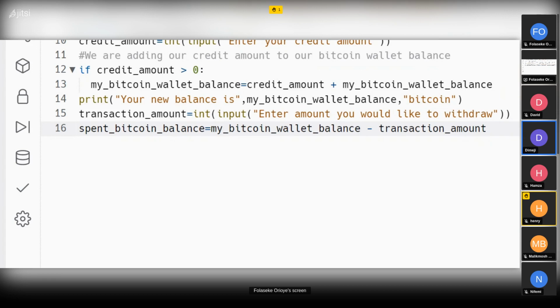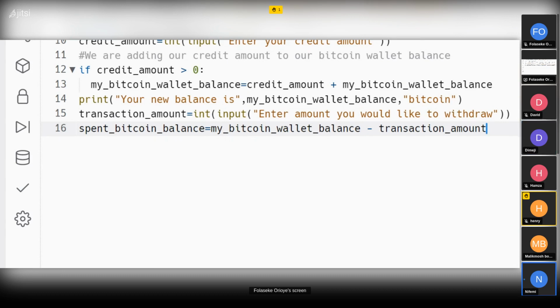Zainab, are you on this call? Zainab, are you on this call? Okay, Zainab is not here. Great. So now, Nifemi, are you there? Can you explain what line 16 is? I want everybody to check it out. Once you understand it, just use the hand button.